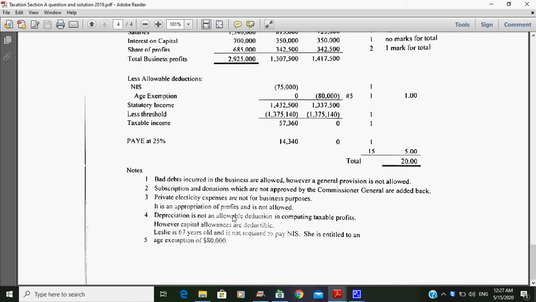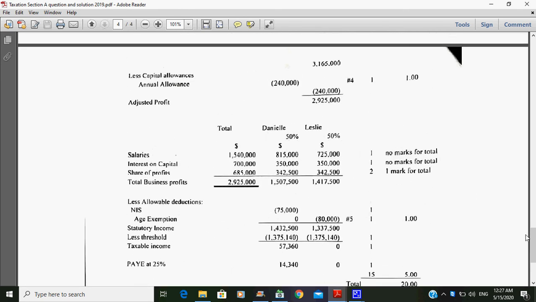Also, we should know that depreciation is not allowed. It's not an allowable deduction in computing taxable profits. However, capital allowances are deductible, which you have seen already.